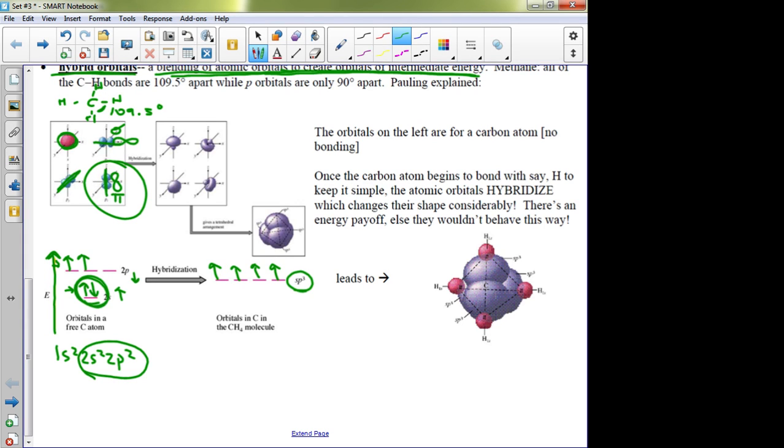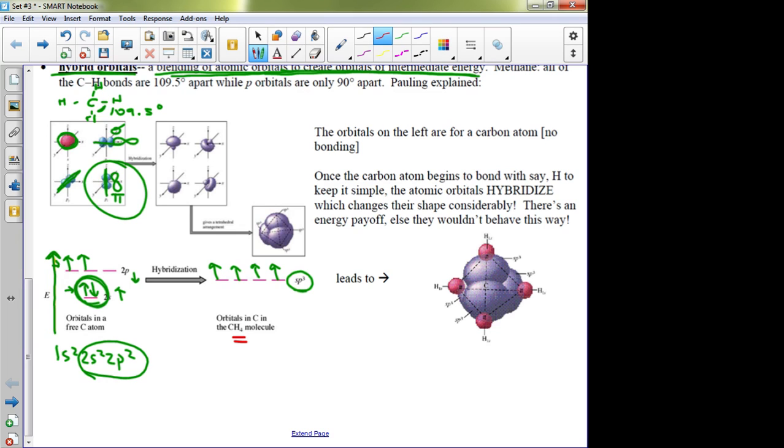Now, is carbon the only one that can do that? No. We're going to talk about that. No. Everybody does this when they bond. Everybody. All atoms hybridize when they bond. Okay? Now, why does this make so much sense? Because remember, we're talking about a CH4. So how many bonds am I trying to form? 4. I'm trying to form 4 bonds, right?